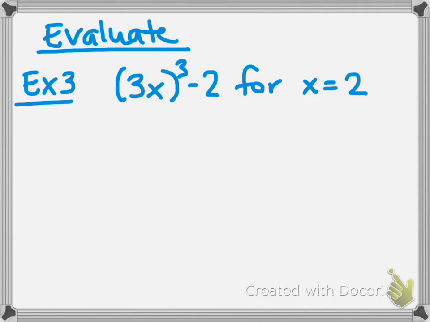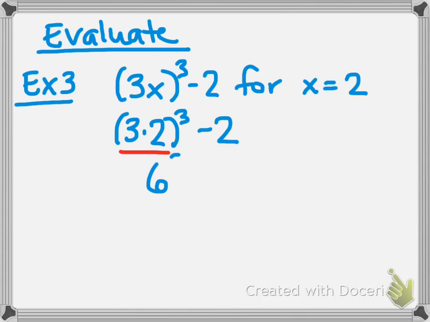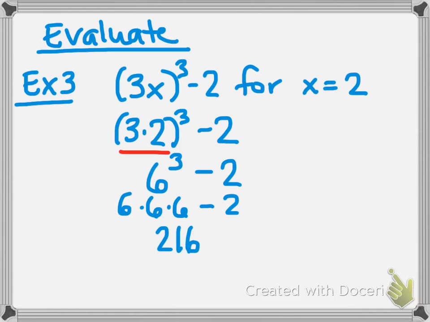Okay, the next set on your classwork is evaluate. So that means you're going to have to plug in the number for the variable. So quantity 3x to the third power minus 2, and it says x is 2. So that's 3 times 2 to the third power minus 2. Okay, you do what's in parentheses first. So 3 times 2 is in parentheses. So that's 3 times 2 is 6 to the third power minus 2. 6 to the third is 6 times 6 times 6, which is 216 minus 2, and the answer is 214.